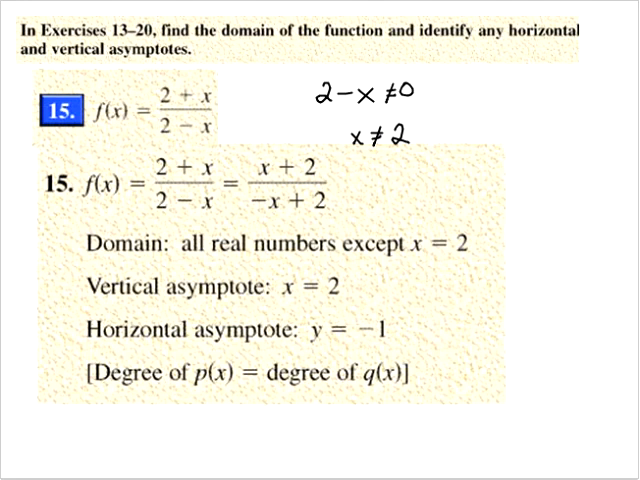your degrees of the numerator and denominator. Now because they both have a degree of 1 in the numerator and denominator, I take the coefficients in front of the x's there. So 1 over negative 1 means I have a horizontal asymptote at y equaling negative 1. And these rules are found in the online lesson, and it would be wise to write those down in your notes.